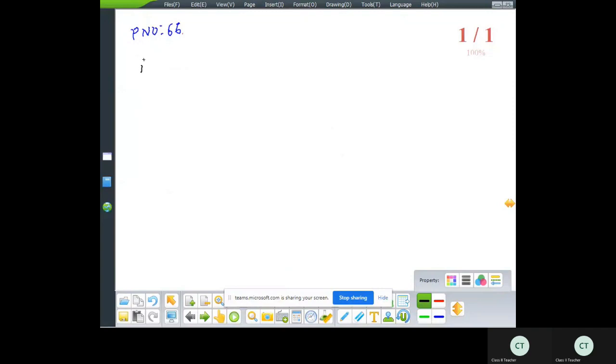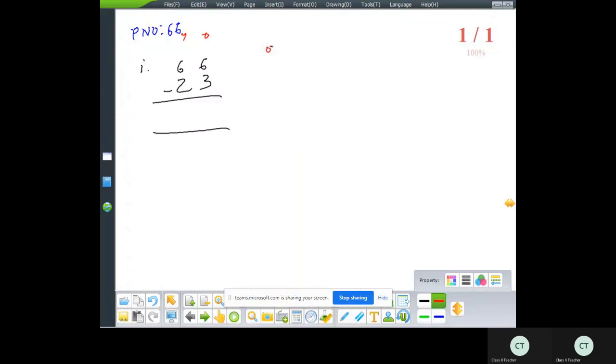Question I. 66 minus 23. 66 minus 23. The place values are 1's and 10's. Here 66 minus 23 means 23 is subtracting from 66. Here 66 is greater than 23.